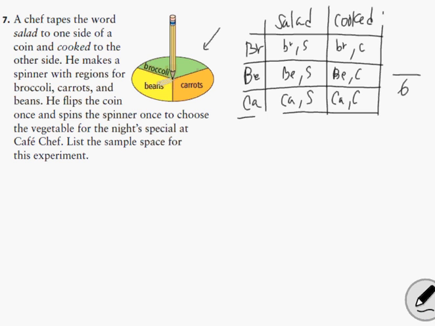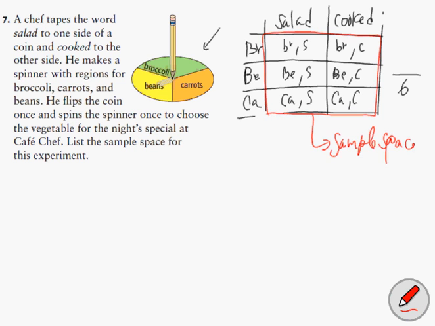So it says list the sample space. Well, rather than rewrite them all out, since I filled in my table, this is our sample space. And remember, our sample space is really a way to say all possible outcomes. All right, that will show you everything that's possible.